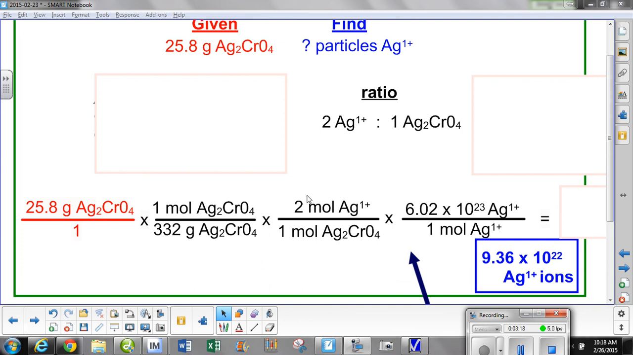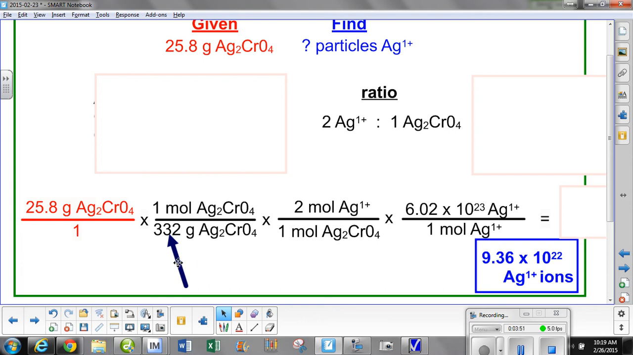Now, if you don't remember how to do this on the calculator, I'm going to run this really quick. Sorry for the bells. Anyway, we're going to put in the 25.8. That's the first number in your calculation. Down below here, you have 332, and the 332 you have to put in a divide and then the number 332.